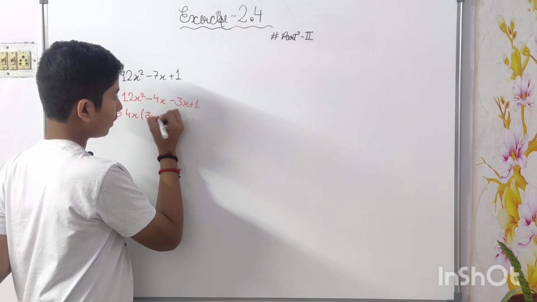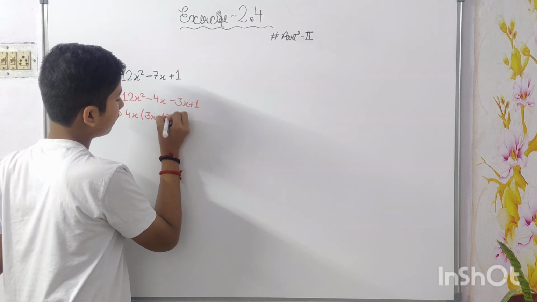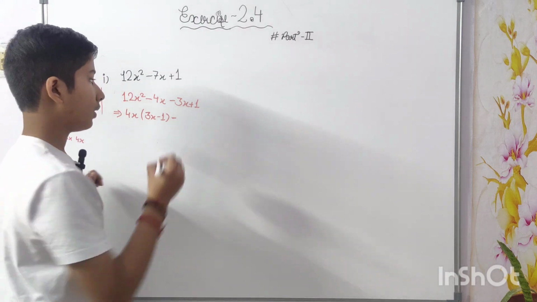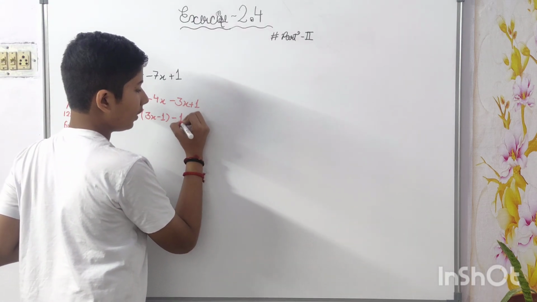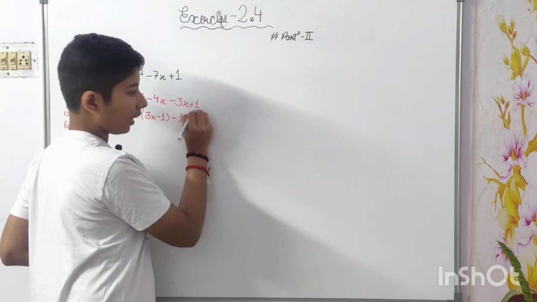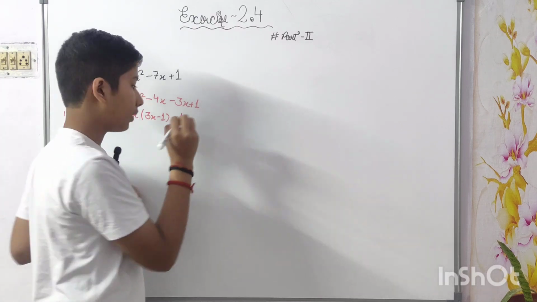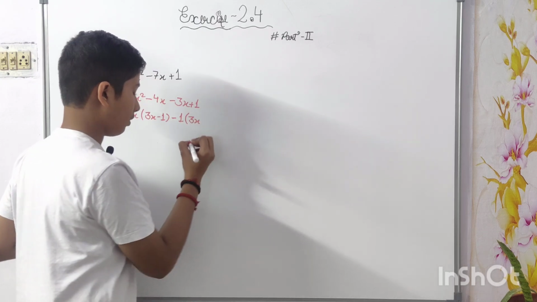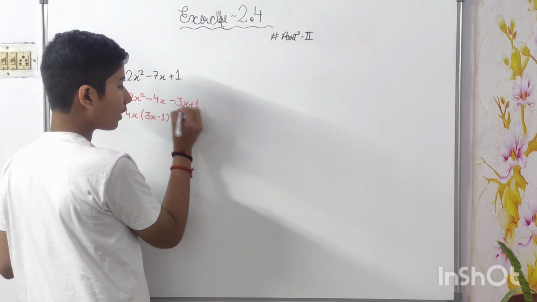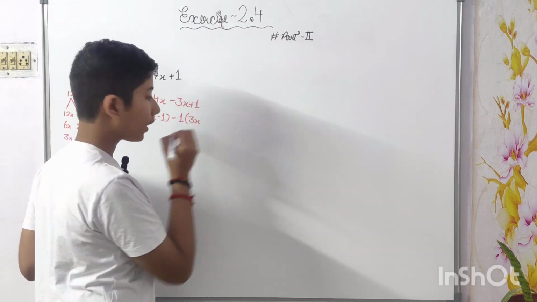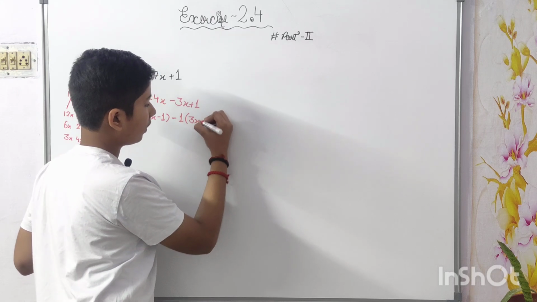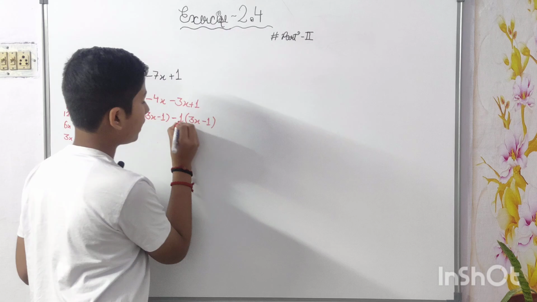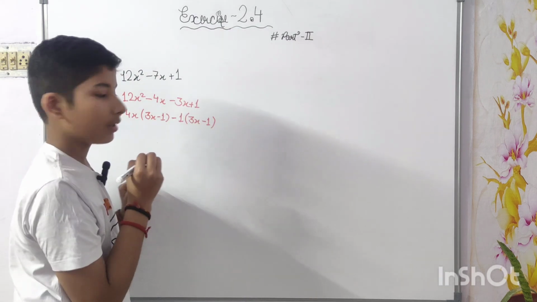3x minus 1, and we'll take minus over here, and 1 will be taken common, because nothing is common in both of them. So 1 is always. It will be 3x because minus 1 into 3x is minus 3x. Okay, minus 3x, so it will be 3x minus 1, because minus 1 into minus 1 is plus 1.